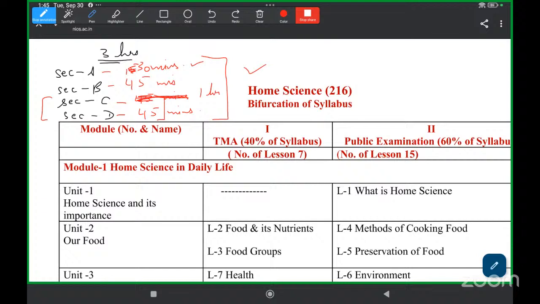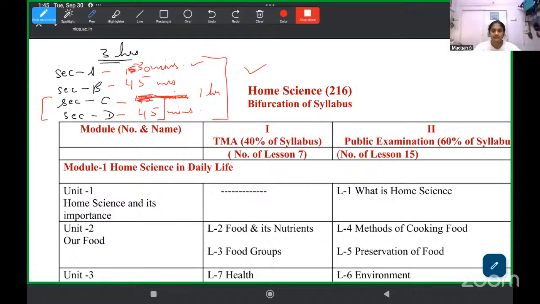Even if not, you can take the first 2 minutes or 5 minutes to read the paper. Don't take the paper and sit with it. Give yourself 5 minutes. I'll go through all the questions, see what type of questions are there in the paper, and then you just begin with section A.